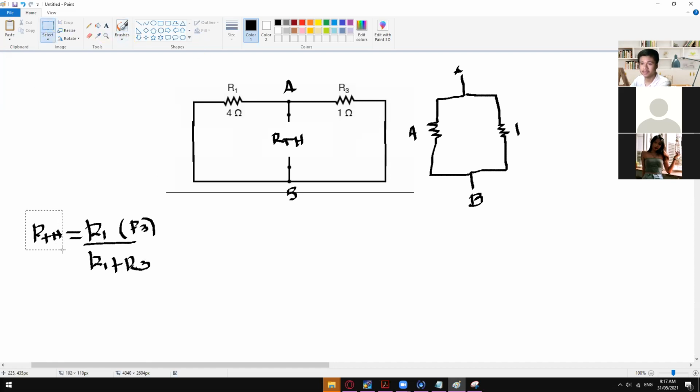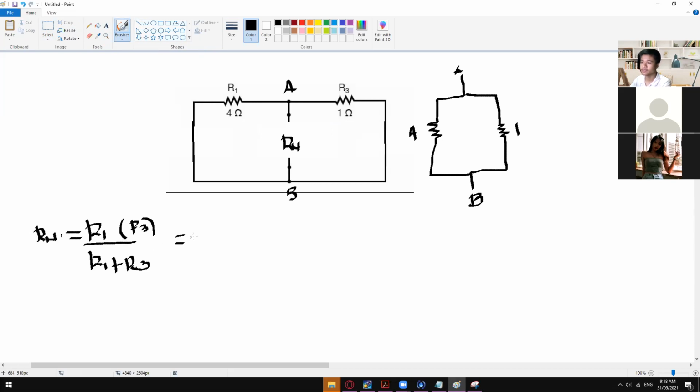Okay, this is a mistake, not RTH. This is not RTH also. It is RN, Norton's resistance. And this is also RN.